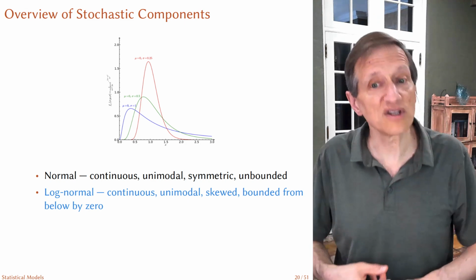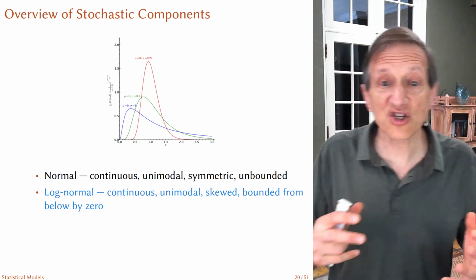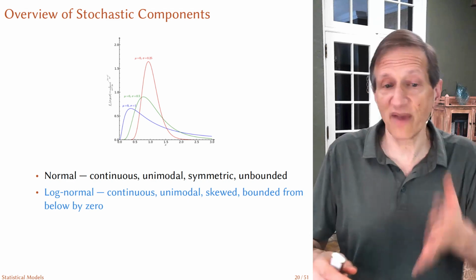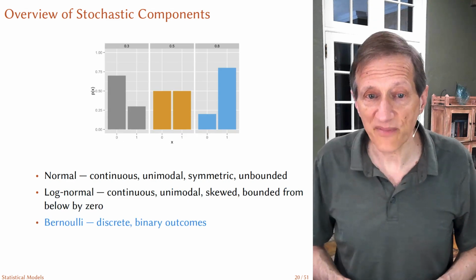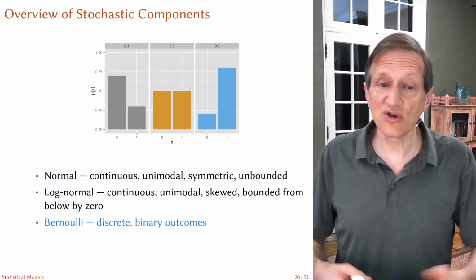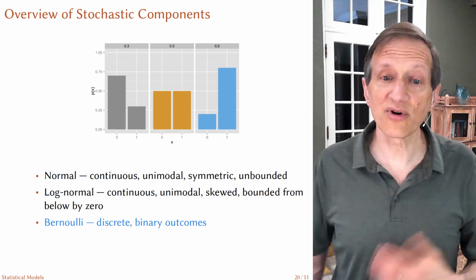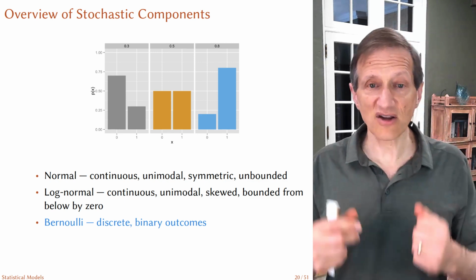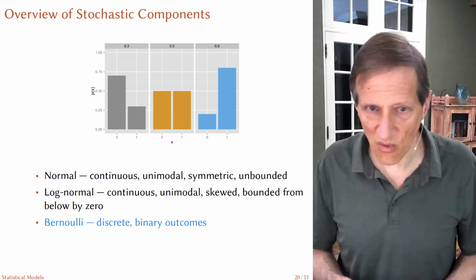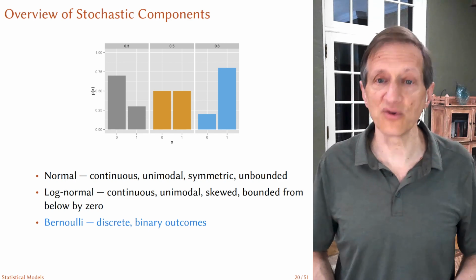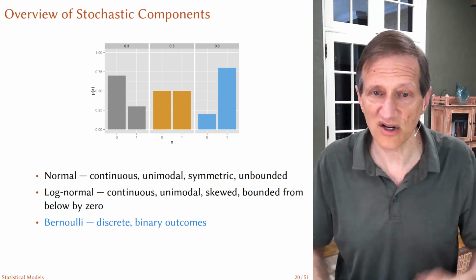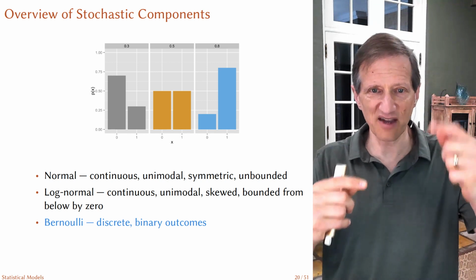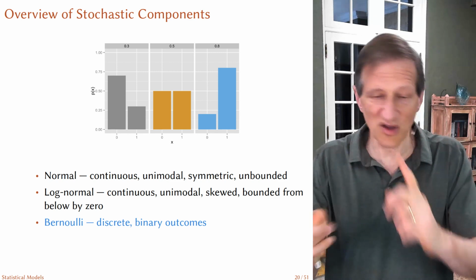It's continuous, it's unimodal, it's skewed, right? You see how it's skewed, it's not symmetric, and it's bounded from below by 0. So those are two continuous distributions. Here's a Bernoulli distribution. The Bernoulli distribution is discrete. The outcomes are binary. It's just a 0 or 1. Here are 3 different Bernoulli distributions. They can look in different ways. Basically, there's either a 0 or a 1. Those are the only possible outcomes.